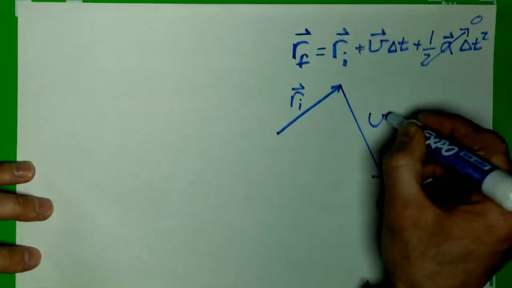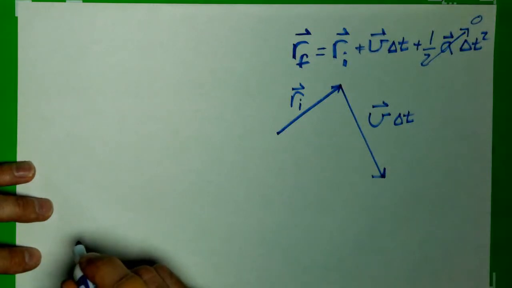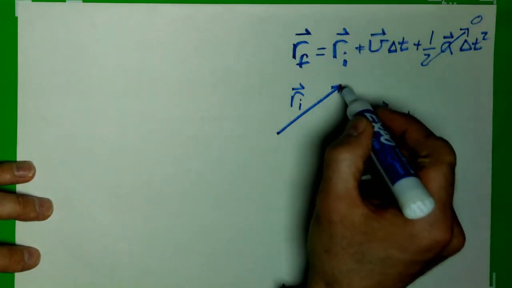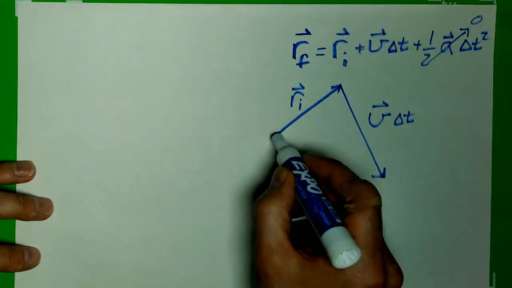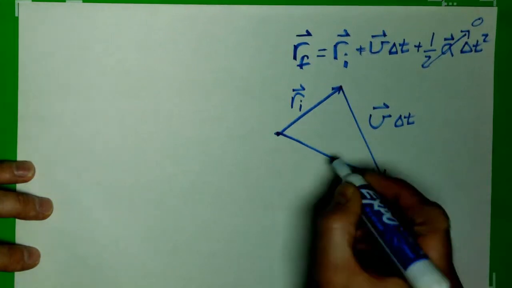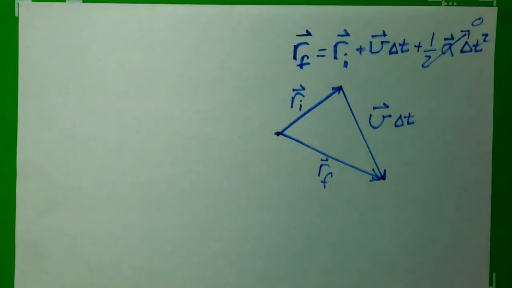So this would be v delta t. And my final would then be, if I was here, and this is how I changed my position, then I must be over here, which means relative to this origin, I am now over here. Here's my r final.